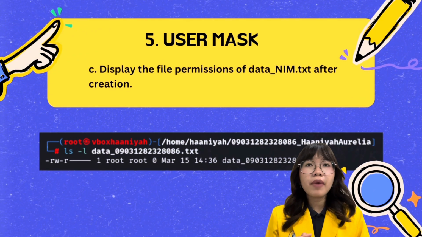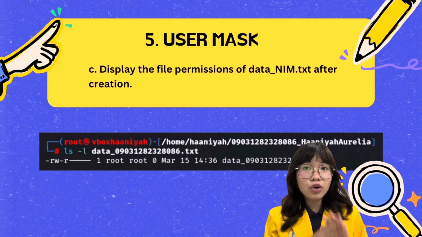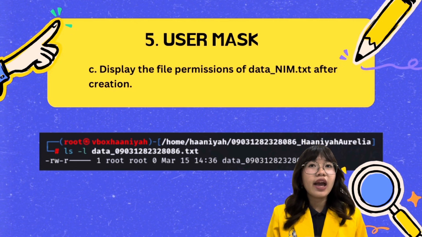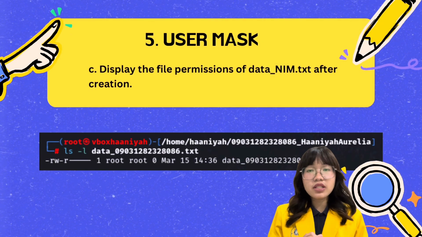C. Display the file permissions of data_name.txt after creation. We will use the command ls -l data_0903.txt, and the output will be this. Since the umask is set to 027, other users don't have access to this file.